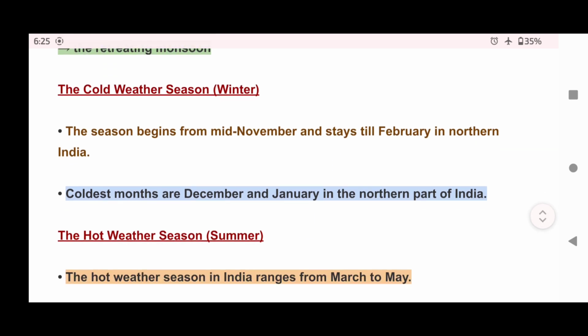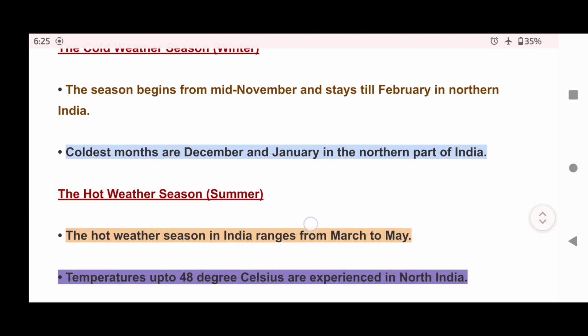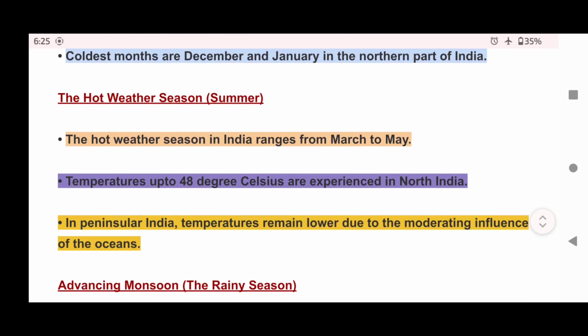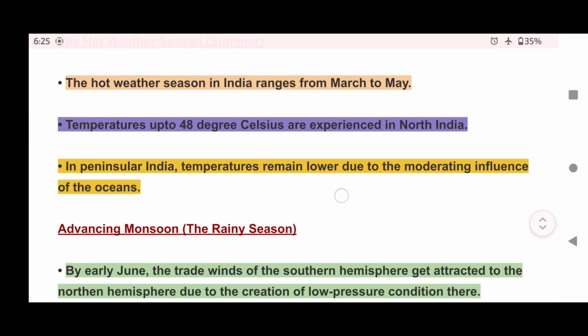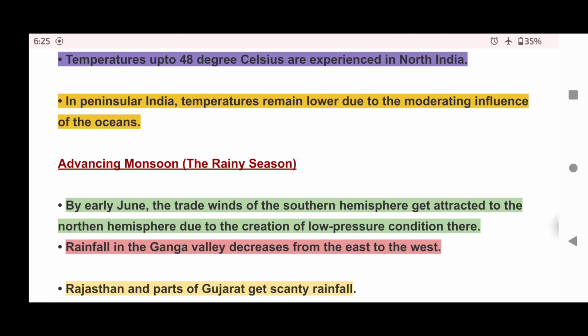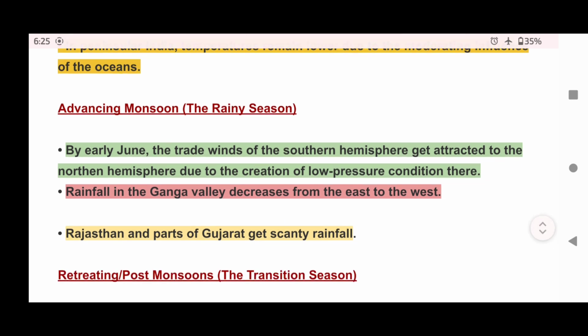Cold weather season, that is winter. The season begins from mid-November and stays till February in northern India. The coldest months are December and January in northern part of India. The hot weather season, that is summer. The hot weather season in India ranges from March to May. Temperatures up to 48 degrees Celsius are experienced in North India. In peninsular India, temperature remains lower due to moderating influence of the oceans.